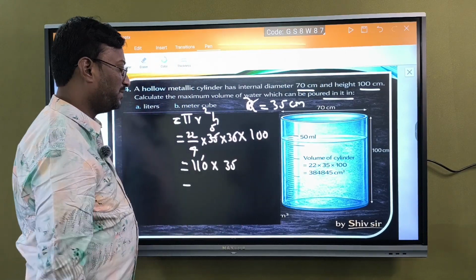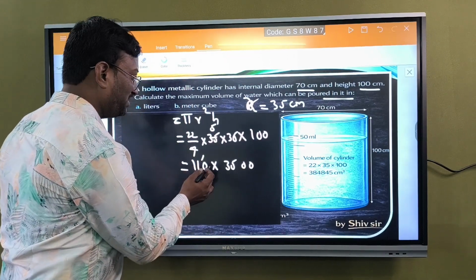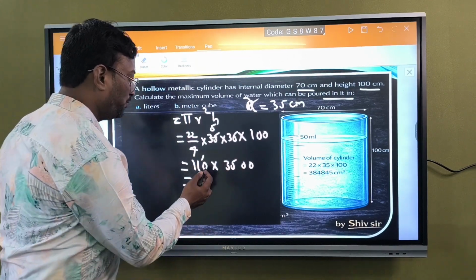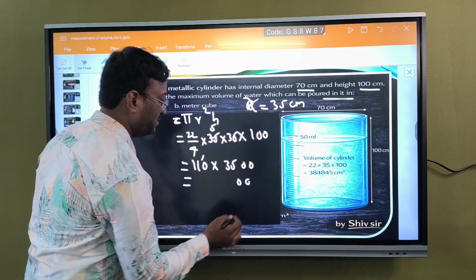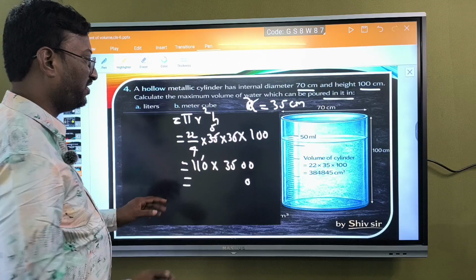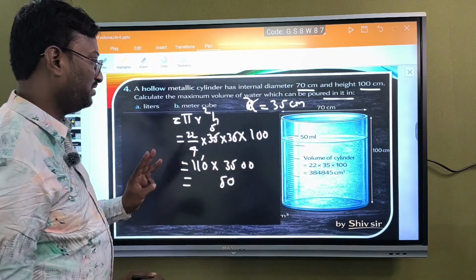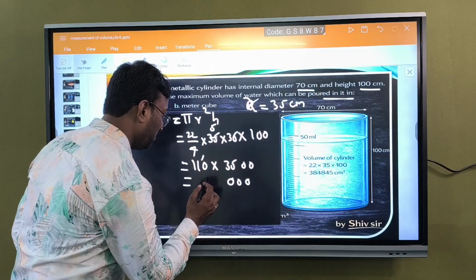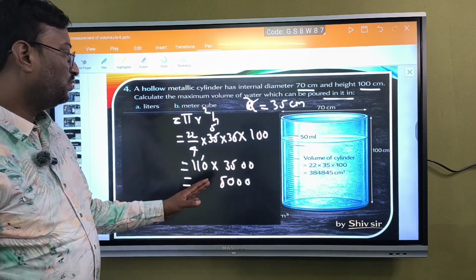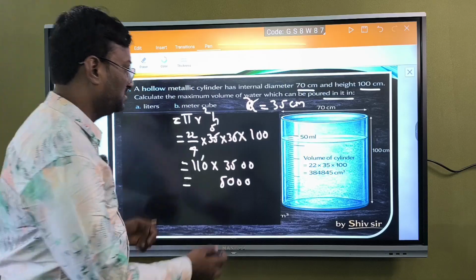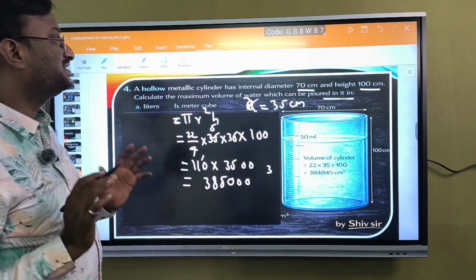So easily you can multiply, children. See here. You have 110 into 3500. You put the 3 zeros as it is first: 1, 2, 3. Then you multiply with 35. 35 into 1 is 35. 5, 3 carry. 35 into 1 is 35 plus 3, 38. 385,000. What is this? Centimeter cube or cubic centimeter.